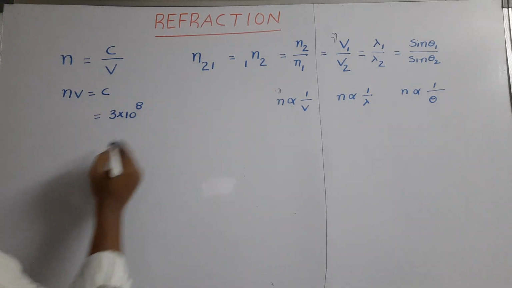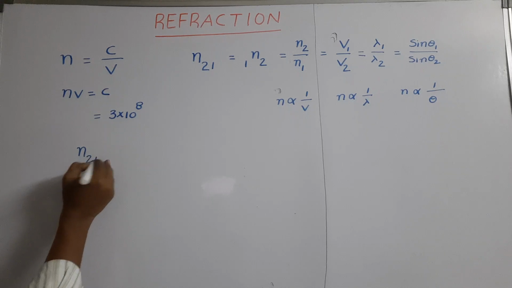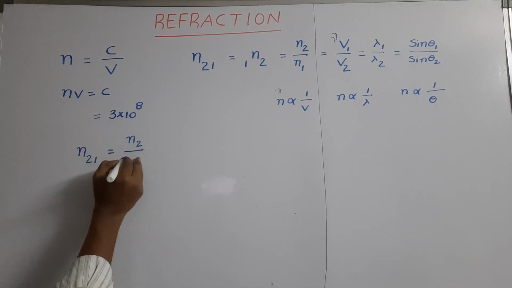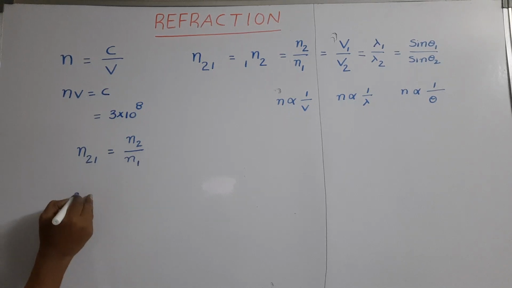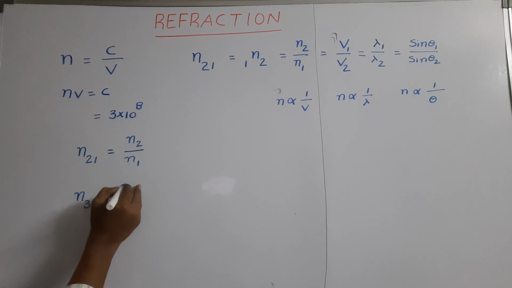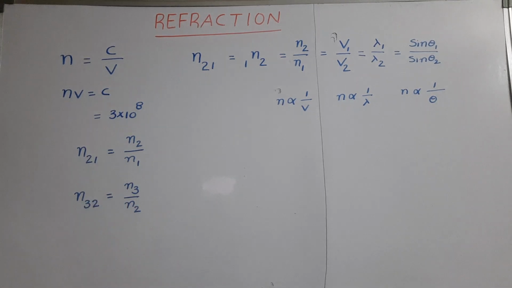So here we know n21 is equal to n2 by n1. In the same way, n32 is equal to n3 by n2, we can write.